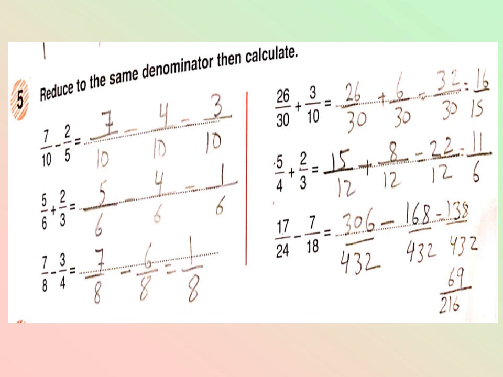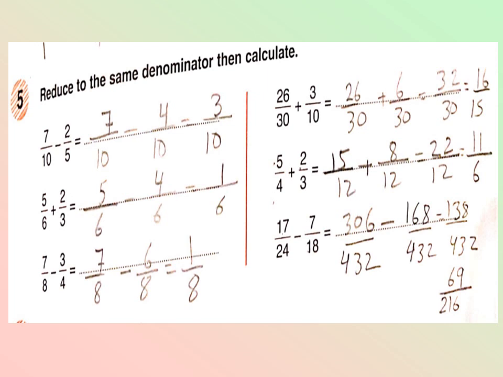Here in exercise 5, reduce to the same denominator, then calculate 7 out of 10 minus 2 out of 5. Since 10 is a multiple of 5, go on, multiply 5 by 2 to get 10. So here we have the same denominator. Don't forget, you should multiply the numerator and the denominator by 2. 7 minus 4, 3 out of 10. 3 out of 10 is the simplest fraction.